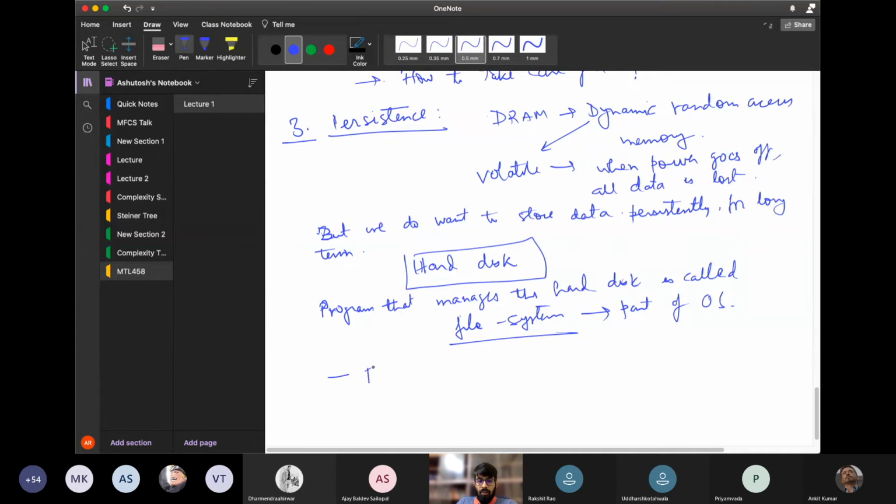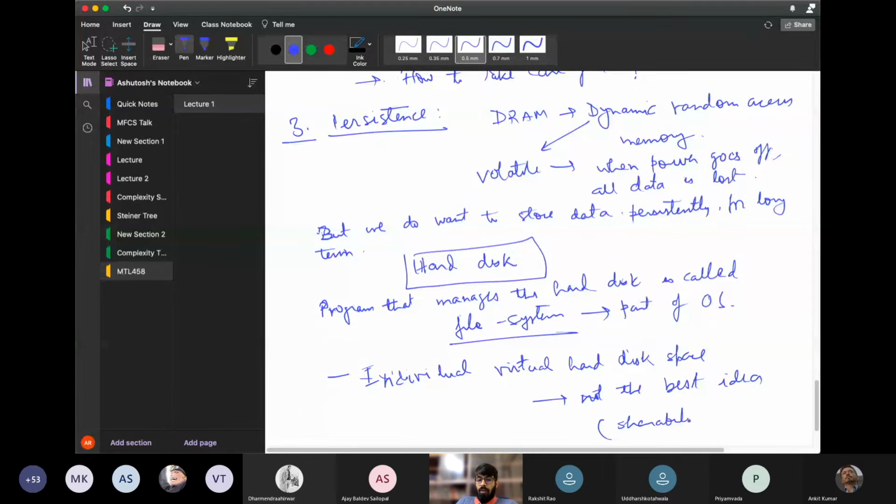So individual virtual spaces will not be a good idea. Why? Shareability will be hampered.